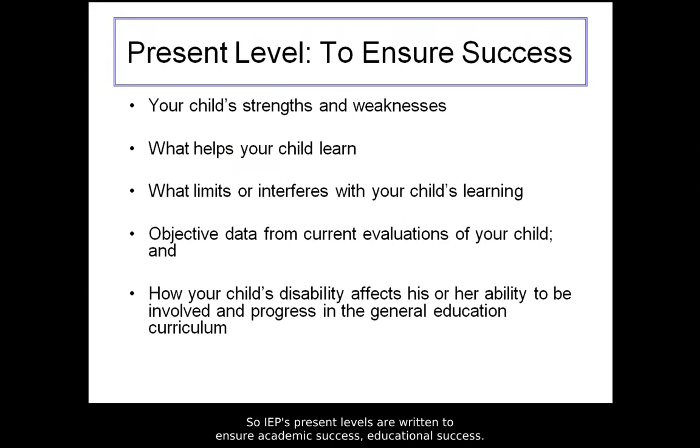So IEPs, present levels, are written to ensure academic success, educational success. When you look at your PLAF statement, whether you've just pulled it out, or you're thinking I need to pull it out or get a copy of that, these are the 5 questions that are so important to have answered. It can be written as a lovely narrative, or written as present level of academic achievement and functional performance per area of need. You want to talk about the child's strengths and weaknesses academically and functional performance. This is where we're starting to build where the child is and how we monitor progress to make sure they move forward.